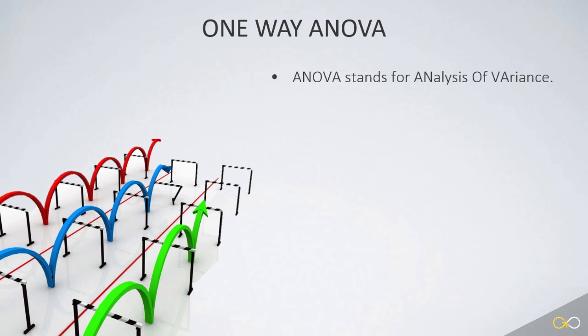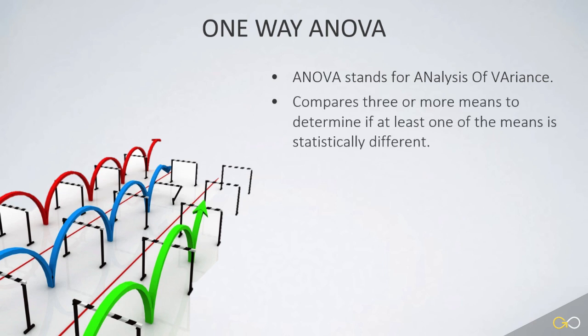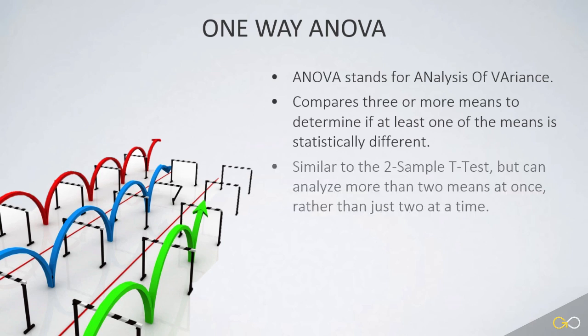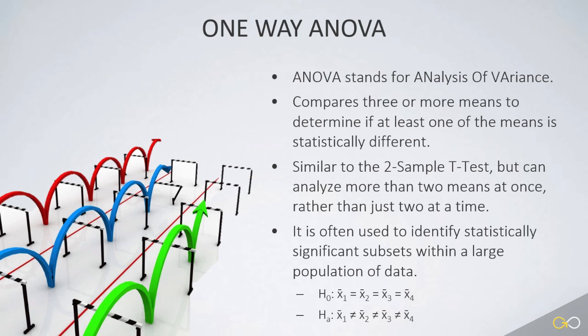ANOVA stands for Analysis of Variance, a bit of a misnomer because it uses both the means and the variance in the analysis. It compares the means from each of the samples in the analysis to determine if one of the means is statistically different from the others. In this regard, it's similar to the two-sample t-test, but instead of just two samples, it can have many samples. It's often used to identify significant subsets of the data in a large population.